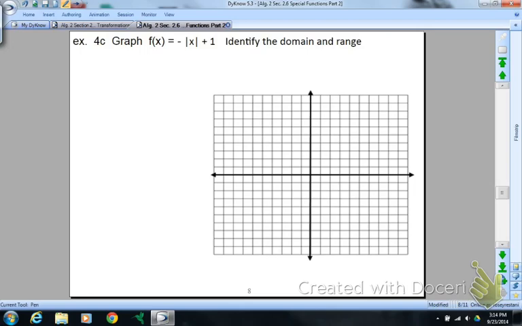Okay, now example C, this one's going to be a little bit more complicated. So we have 2 transformations. What is the negative in front of the absolute value? It's a flip. And then it slides up. Very good. So our vertex is going to be, where's our vertex going to be? At 0, 1. And it's going to flip downwards. But our slope of our rest of the points is still 1 over 1. But it's going to be down and backwards, or down and to the right.